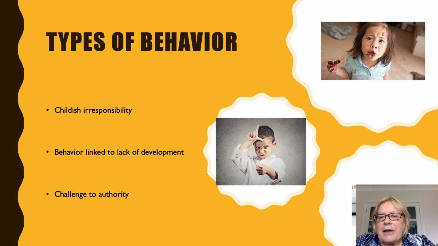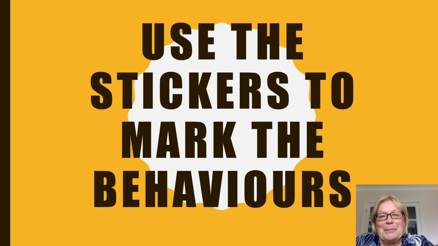Then we've got other behaviour that's linked to their lack of development. Some children can't wait. Perhaps they're 2 years of age and they just keep going on and on and on. They cannot wait. And obviously older children might also have that. And the big one, the one that we're going to learn to understand, is when it's a challenge to authority. That's the one we need to step in on. We don't really need to step in on all the behaviours. I mean, that's nice to hear, isn't it?